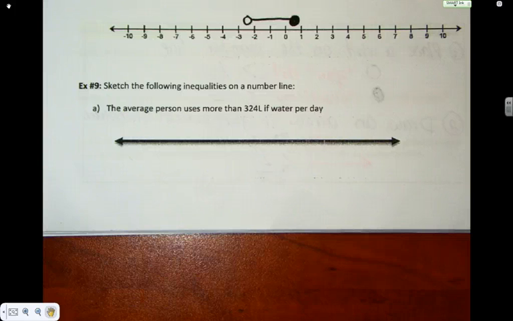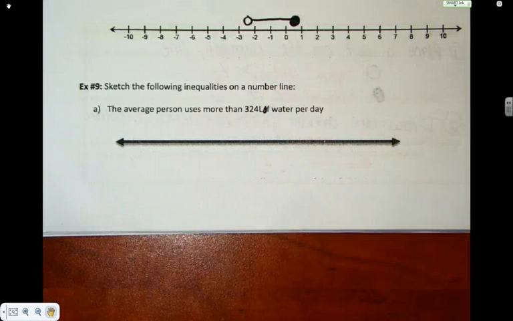The average person uses more than 324 liters of water per day. Think about that. Think about a 2-liter bottle. Show me how high off your desk a 2-liter bottle is.